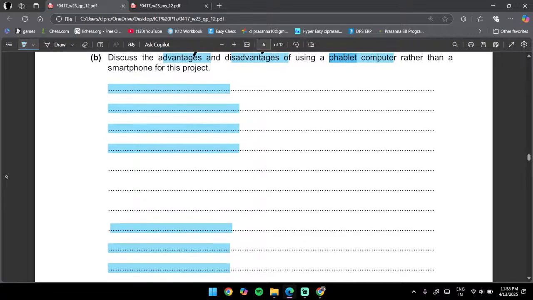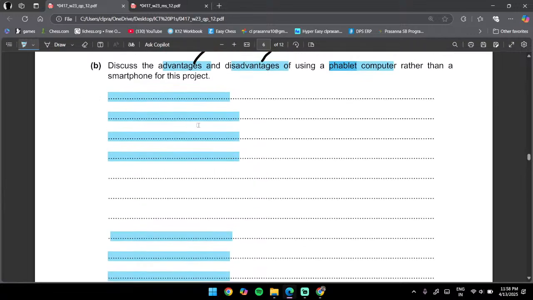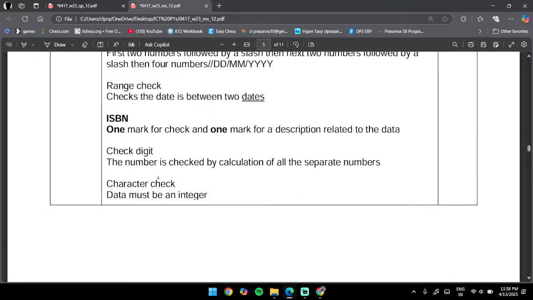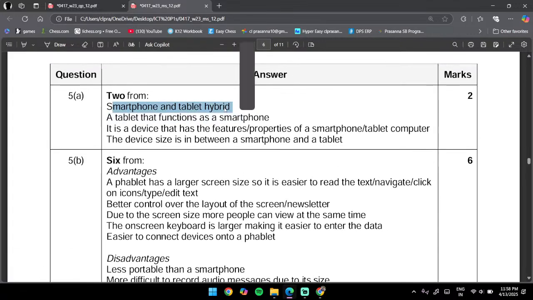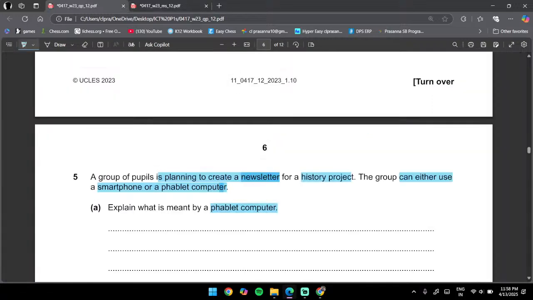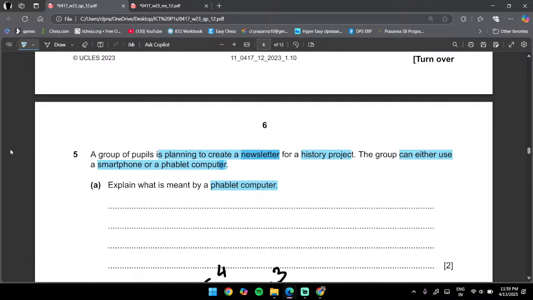Yeah, these three should be enough. But let's check them, ask him and see other points that are there. So a smartphone and tablet hybrid that functions like a smartphone. Device has the same features as a smartphone and the size is between a smartphone and tablet. Okay, so it's like if you had a tablet and a smartphone and they had a child, that's what a phablet would be.